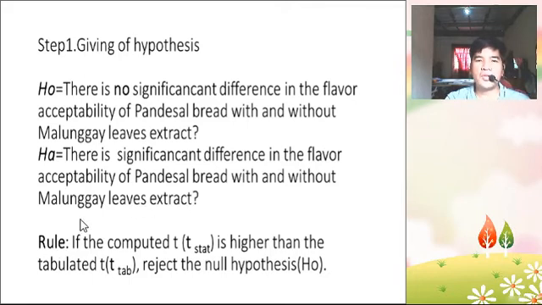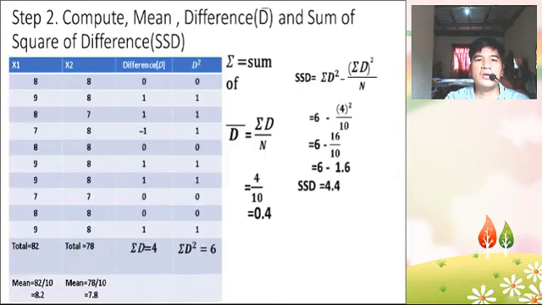Okay, we have the rule, whether we accept or reject the hypothesis. If the computed t stat is higher than the tabulated t tab, reject the null hypothesis. Meaning to say, if the computed t stat later on is higher than the t in the table, you have to reject the null hypothesis and accept the alternative hypothesis. That is the decision rule that you are going to take. For step number 2, you have to compute the mean, the difference, and the sum of squares of differences. So you have to compute these three.